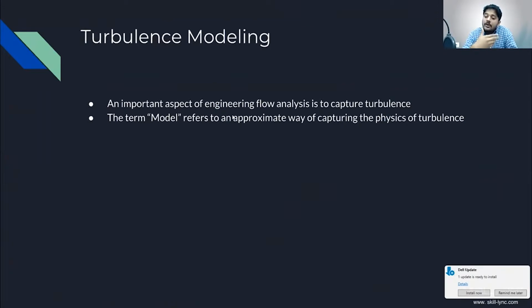So we use something called a turbulence model. You might have heard of K epsilon, K omega, SA models, and then what else? LES turbulence models, correct? Or SST, sure. So these are called turbulence models.